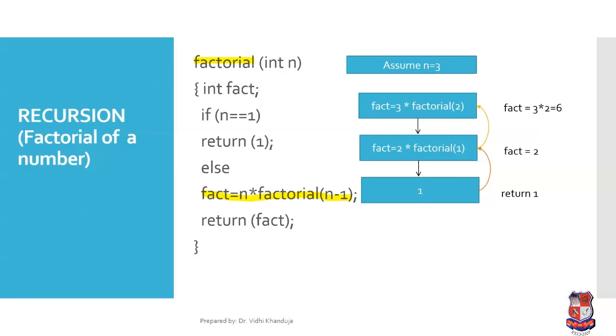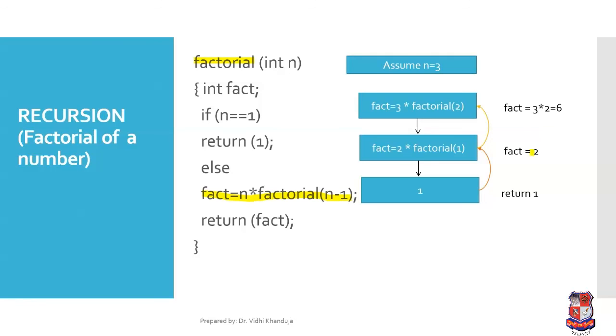Now for factorial 2, again n is not 1, right? So again it will move on to this part. So I will get fact is equal to 2 multiplied by factorial 1. Again this execution cannot be completed until we get the value of factorial 1. So the function will be called again, right? And this time n is 1, yes, so the function will return 1, right? No further call to factorial. Clear? So the value of 1 will be returned to this step.